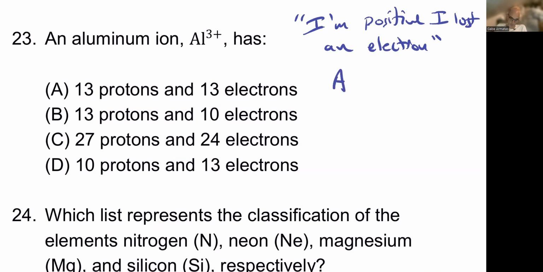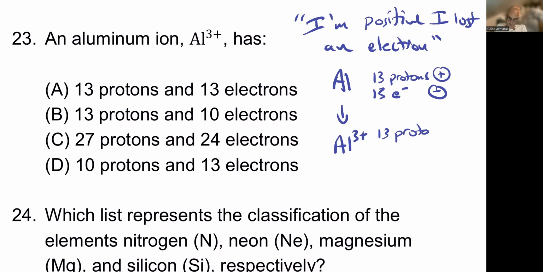So a neutral aluminum has 13 protons, or 13 positive charges, and 13 electrons too. If I change to aluminum 3+, I'm positive, I lost an electron. So it's still aluminum, so it has 13 protons still. But it lost how many? Well, the charge is 3 plus, so it lost 3 electrons. 13 minus 3 gives me 10 electrons, and 13 minus 10 gives me a plus 3 charge. So 13 protons and 10 electrons is going to answer as B.